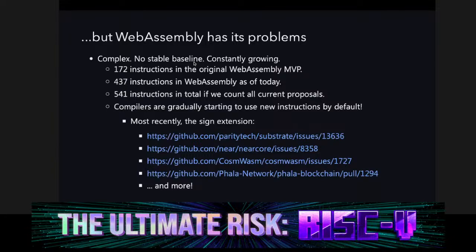For comparison, if we look at the current king of complexity of instruction sets, which is the 64-bit x86 architecture, it has, depending on how you count, 2,000 instructions. So WebAssembly is 1/4 of that. That's a lot. And the compilers are gradually starting to use those new instructions by default, often with no prior warning. Like, for example, most recently, the sign extension instructions were enabled by default in LLVM, which did surprise multiple blockchains, including us.